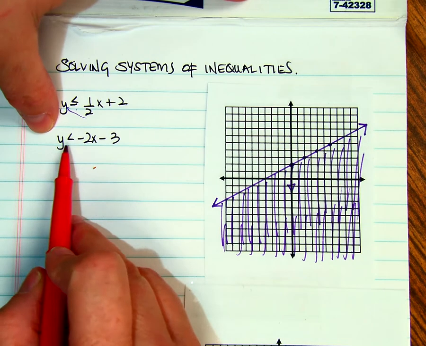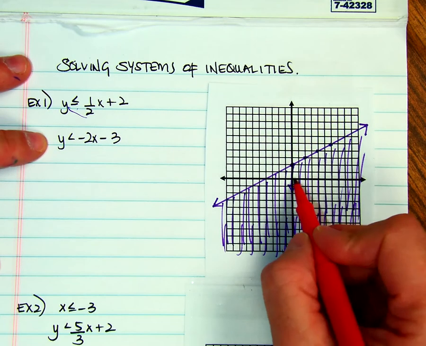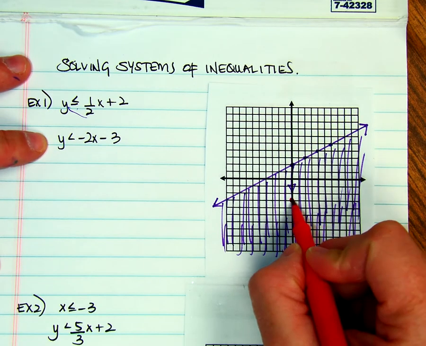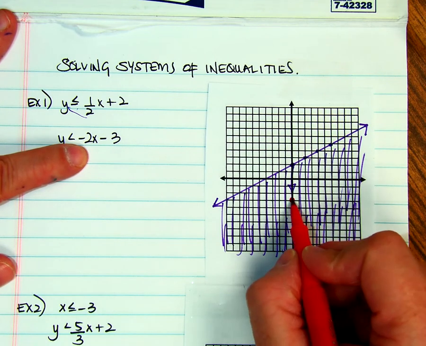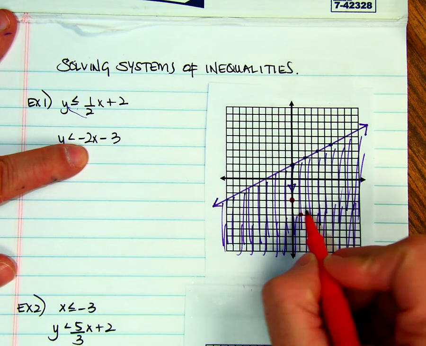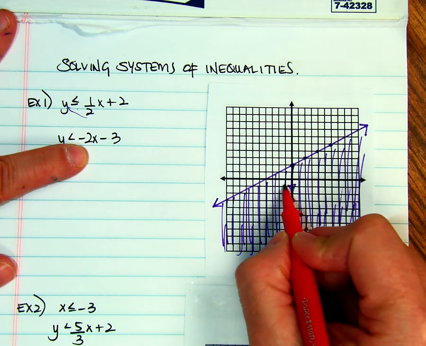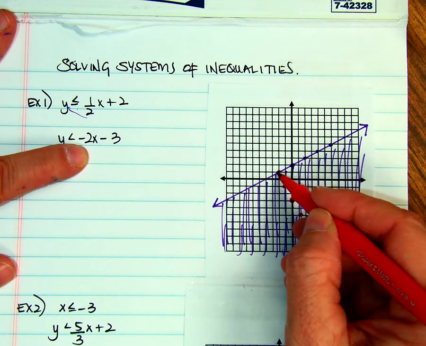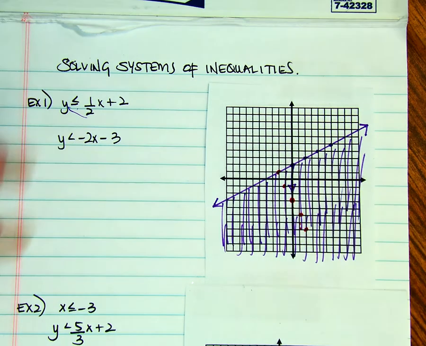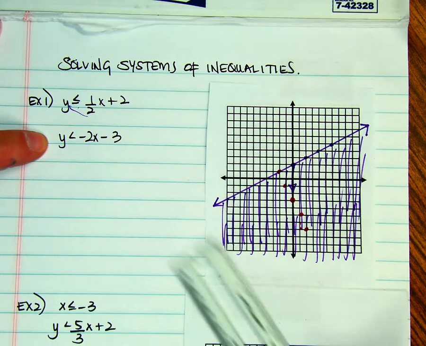Let's look at this one. I'm going to make this one in red. So my y-intercept is -3. And my slope is -2, or -2/1. So down 2 to the right one, down 2 to the right one, up 2 to the left one, up 2 to the left one. Okay, so again, I'm going to check. I need a dotted line because it does not have the equal to piece.